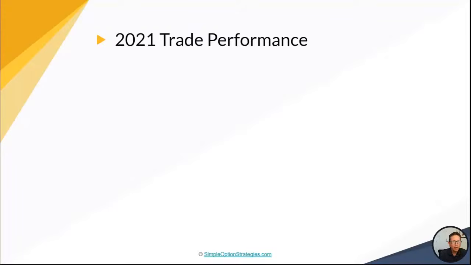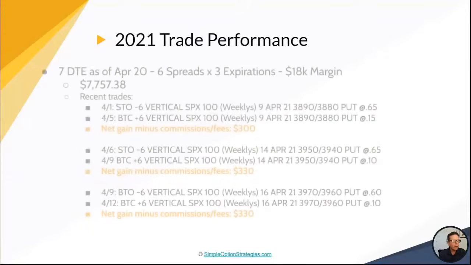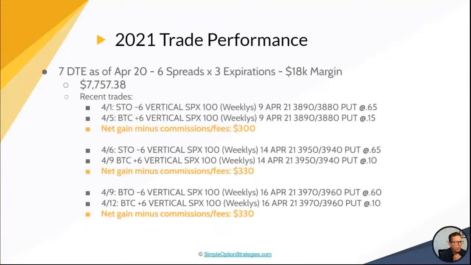When I teach people how to do this, I do it very, very methodically. And it takes experience to learn how to adjust these trades depending on the platform that you're using. So before you enter these trades, it's really important to do that. And rolling a trade is just the same thing as adjusting. Now trade performance for 2021 so far is 77.57.38, and that's actually with fees and commissions.